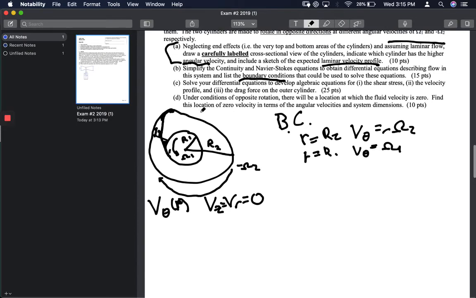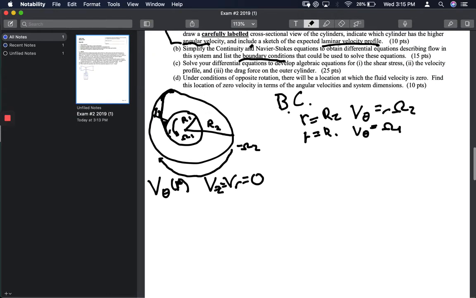So this says to simplify the continuity and Navier Stokes equations to obtain differential equations describing flow in this system and list the boundary conditions that could be used to solve these equations. So how I'm going to do this is I'm going to just go through one of the dimensions with you, and then I'll just tell you what we end up with for the other dimensions.